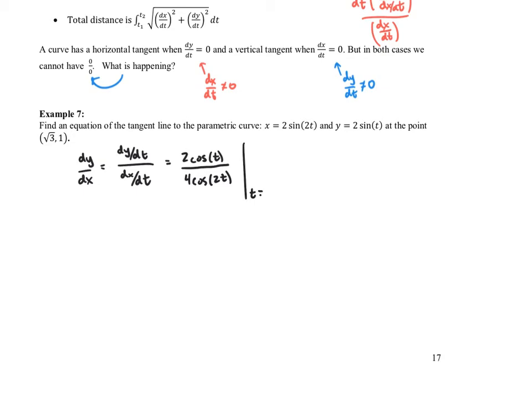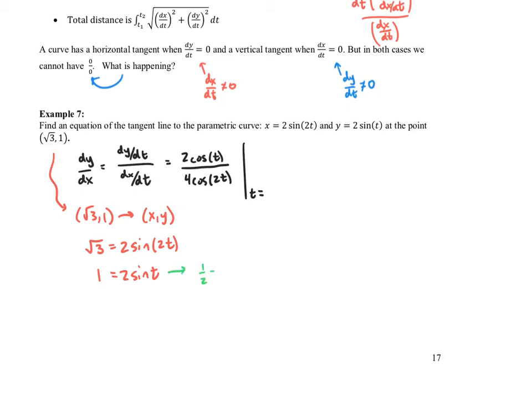However, we don't have the t value, because remember, this point that we're given is the point (x, y). So we have square root 3, 1, which is associated with (x, y). But again, we need to be able to substitute in the t value. So what this is telling us is that the square root of 3 is equal to x, which is 2 sine of 2t, and 1 is equal to y, which is 2 sine of t. Now we could solve either one of these. We have to make sure that the t value works in both equations. I'm going to choose to solve the second equation because it's just a little easier.